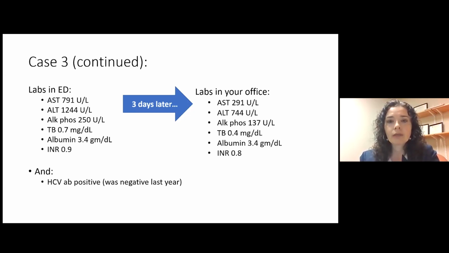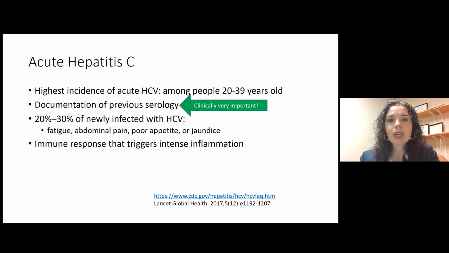In addition, don't stop there. She also had a hepatitis C viral load of 234,567 international units per mL. So this patient has acute hepatitis C.